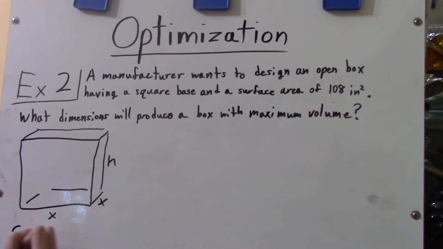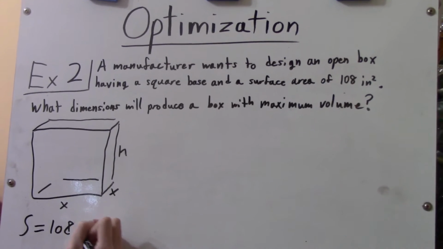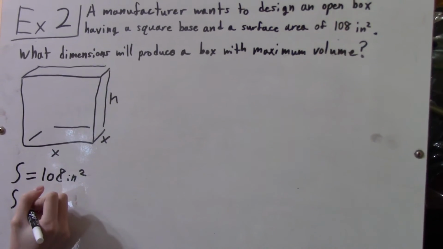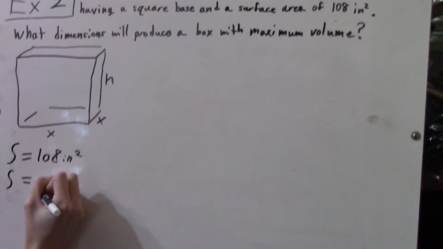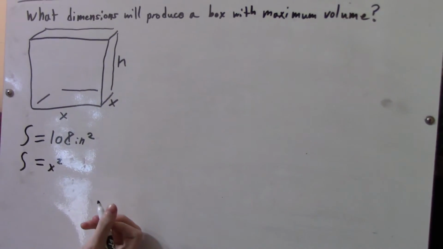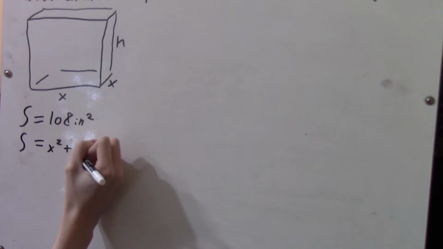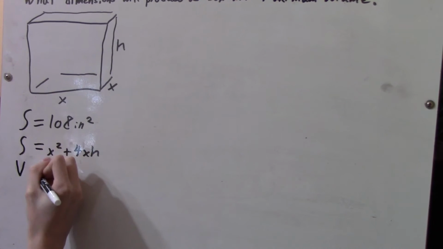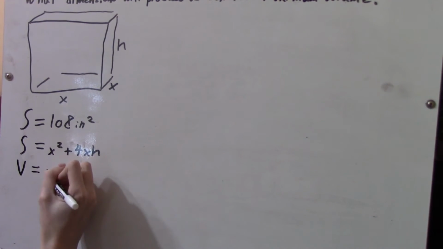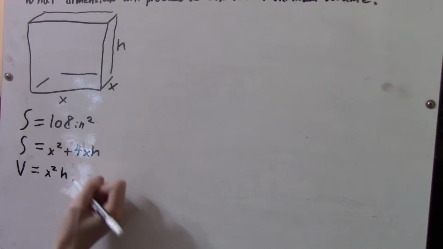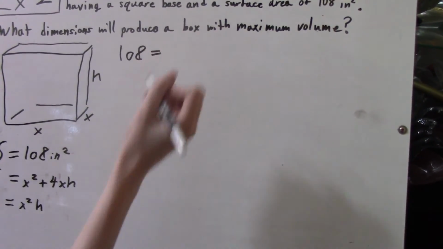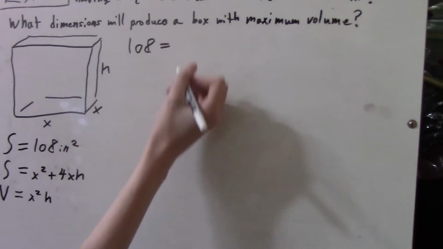So we know that the surface area is equal to 108 inches squared. A formula that we can use to find surface area is x squared plus 4xh. A formula for volume is x squared times h. We can start by plugging 108 into our surface area formula.